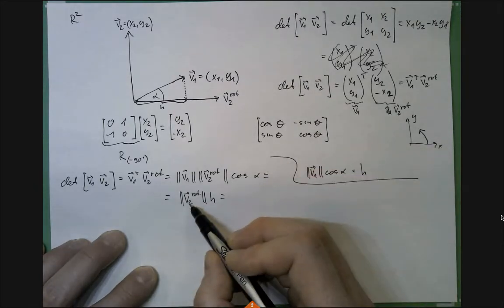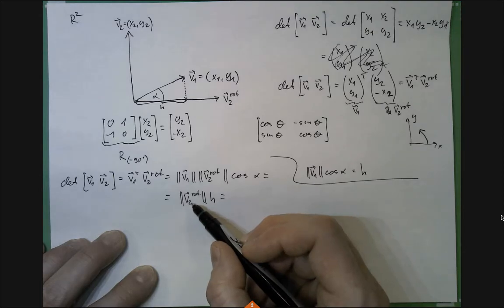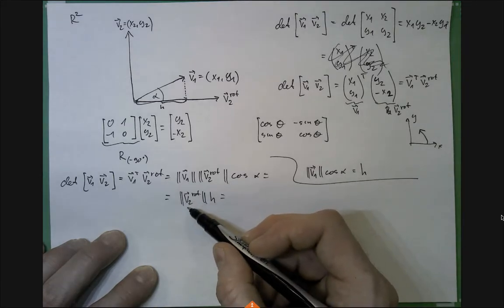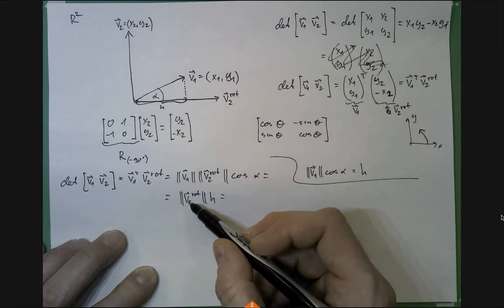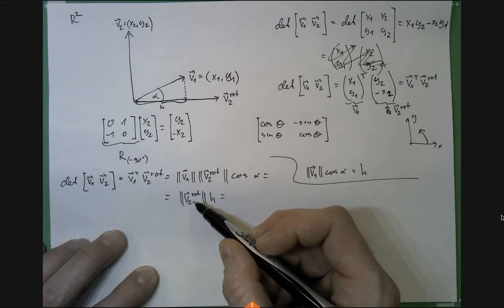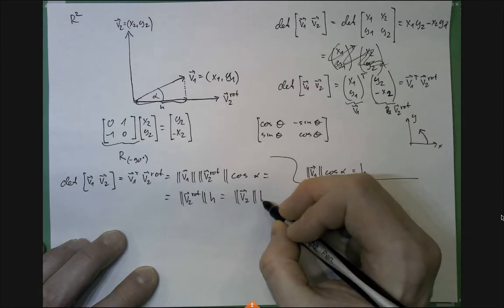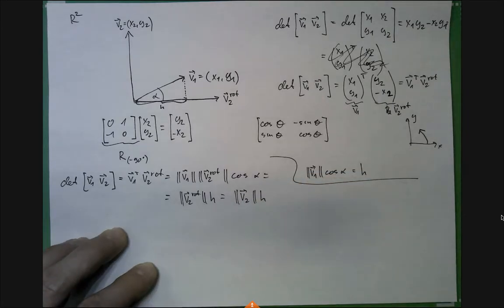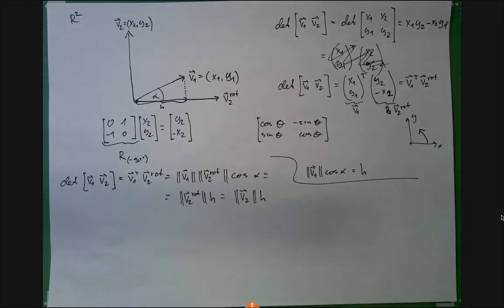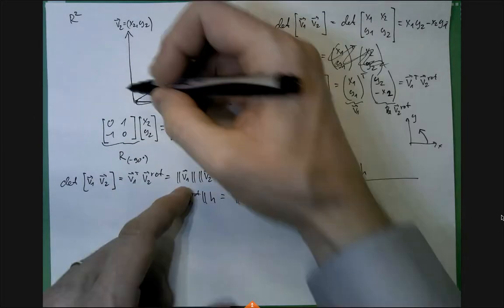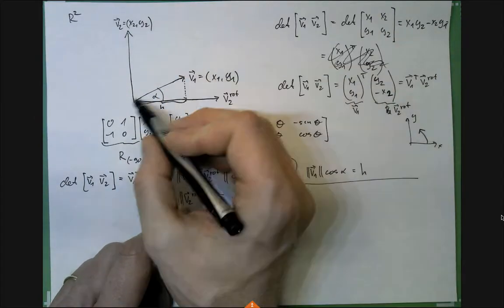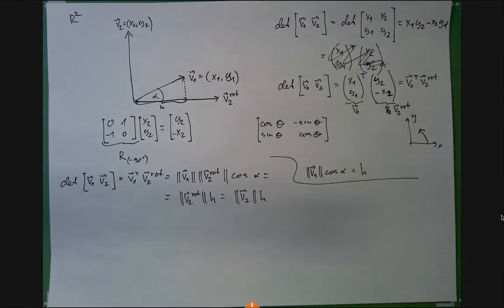But V2 rot is just the rotated V2, right? We know that rotation does not change the norm, right? So this is equal to the norm of V2 times h, okay? And what is that geometrically? Well, look at this picture. This is the length of V2, right? That's the length of this vector. h is this. So what is the norm of V2 times h geometrically?